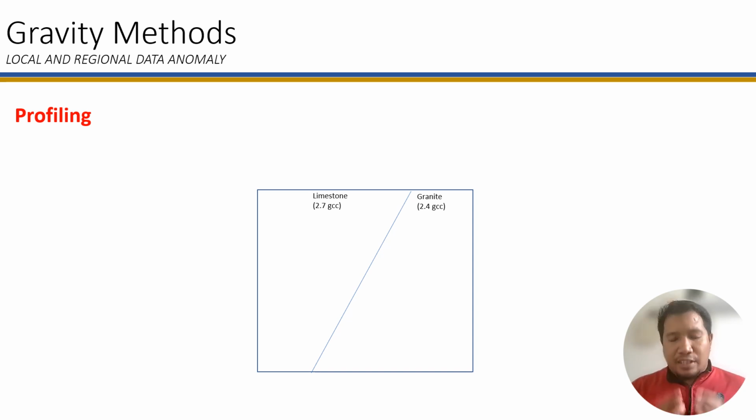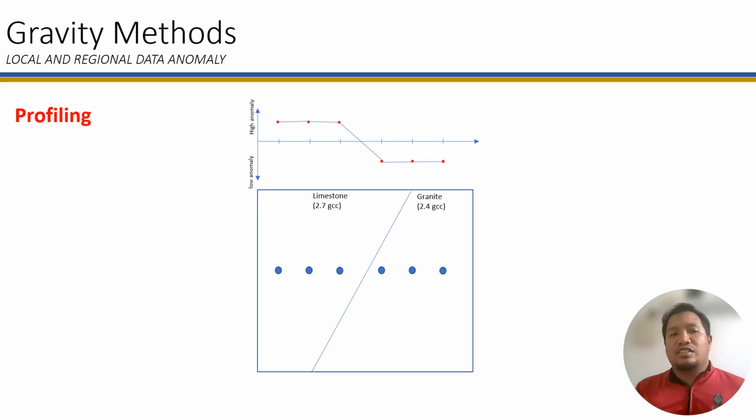Gravity data acquisition can be conducted through either profiling or mapping. Let's go to profiling first, or a single line survey. This type of survey involves a series of gravity stations across different types of lithology. For instance, a single line survey with 6 gravity stations has been conducted across two types of lithology, limestone and granite, with densities of 2.7 and 2.4 gram per cubic centimeter respectively. This study is purposely to observe their responses to gravity measurements.